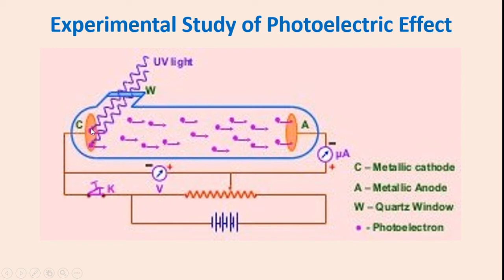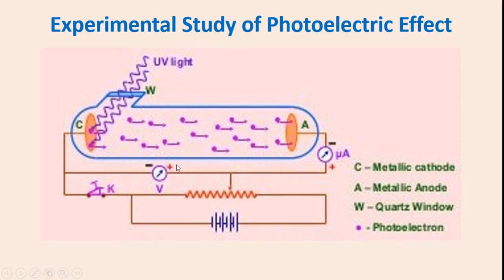They will move in this direction, randomly. But due to the presence of this field, the emitted photoelectrons will move towards the anode in a straight line. So all these photoelectrons will reach the anode to constitute a photocurrent, indicated by this microammeter connected in series, and the corresponding voltage across these two is measured by this voltmeter.